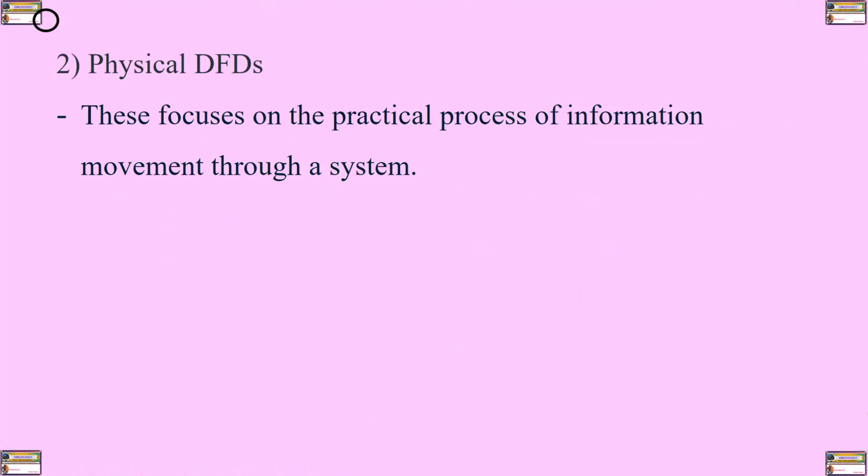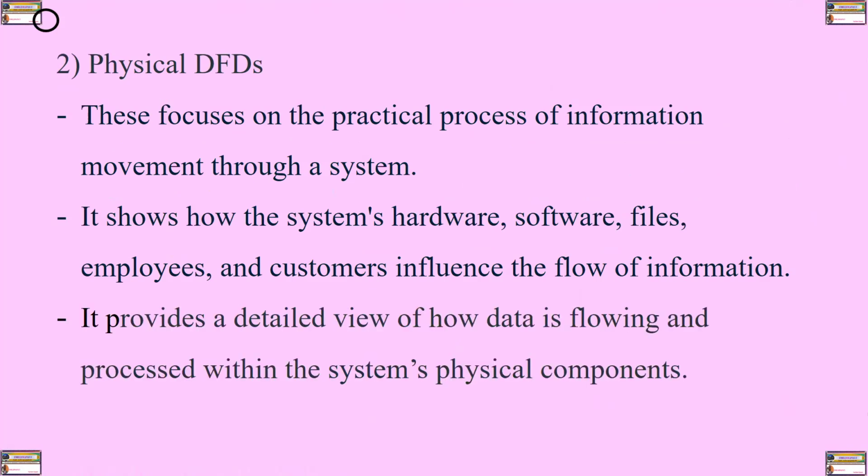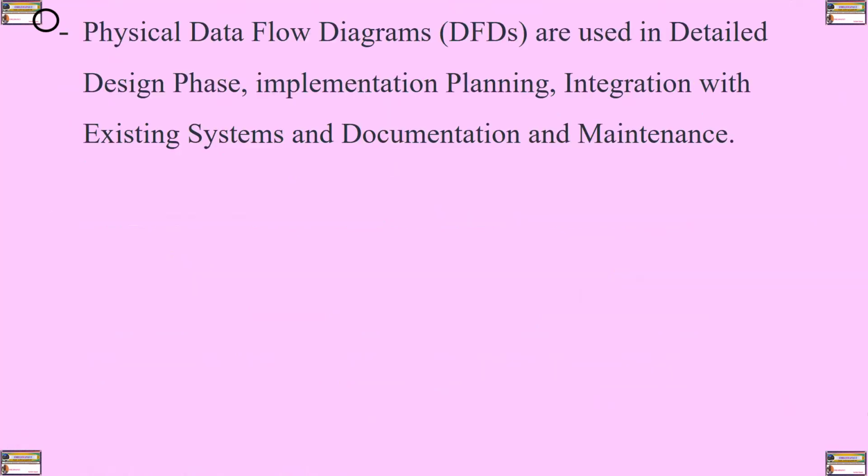The second is physical data flow diagrams. These focus on the practical process of information movement through a system. They show how the system's hardware, software, files, employees, and customers influence the flow of information. They provide a detailed view of how data is flowing and processed within the system's physical components. The physical data flow diagrams are used in the detailed design phase, implementation planning, integration with existing systems, and documentation, as well as maintenance.